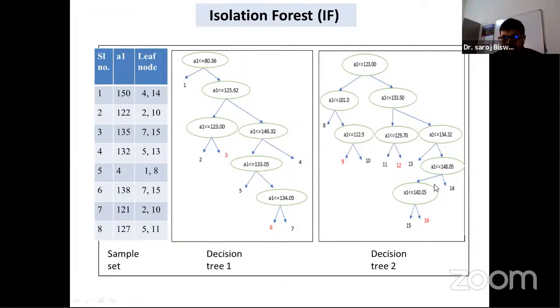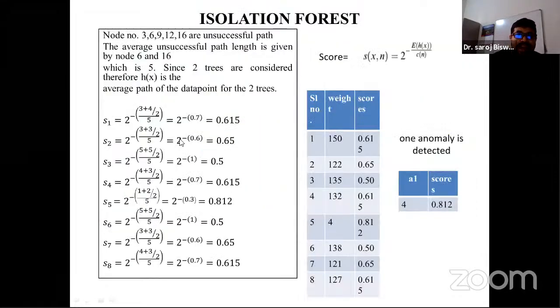Similarly, again we have to take here the longest one. Which one is the longest one? This one is the longest one. So 1, 2, 3, 4, 5. Here again 5. So the length of the unsuccessful path in tree number 2 is 5. And the length of the unsuccessful path in tree number 1 is again 5. So if you find the average, then the average becomes 5. So we kept here 5, right?